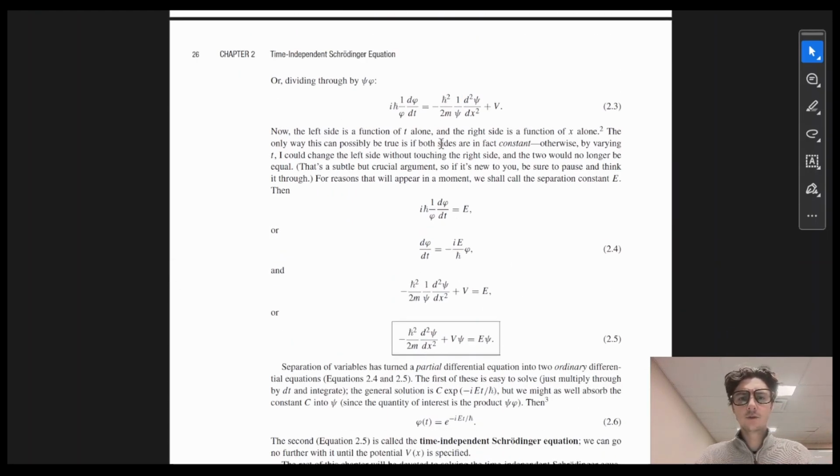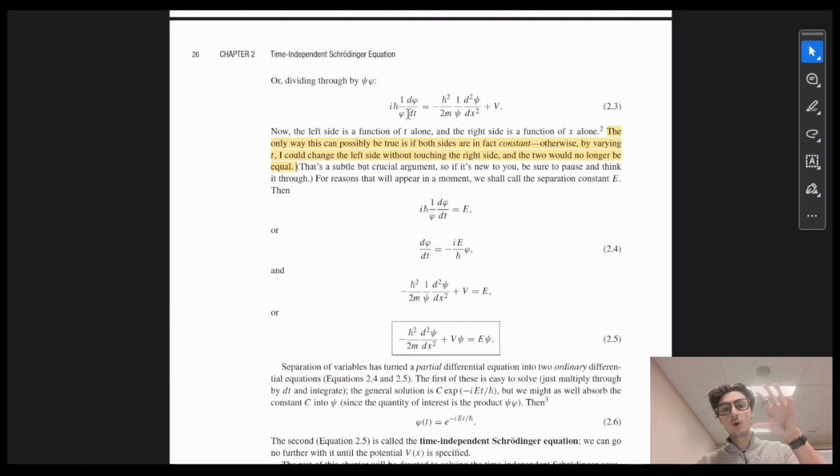Now the left side is a function of t alone and the right side is a function of x alone. The only way this can possibly be true is if both sides are in fact constant. Otherwise, by varying t, I could change the left side without touching the right side, and the two would no longer be equal. This is super, super smart. This thing here is very, very smart, and from this book I learned this, and I apply it to pretty much every problem of this brand, where one side of the equation depends on one variable, the other side depends on the other. The only way this can be true is if both sides are constant because of this one thing that he just said here.